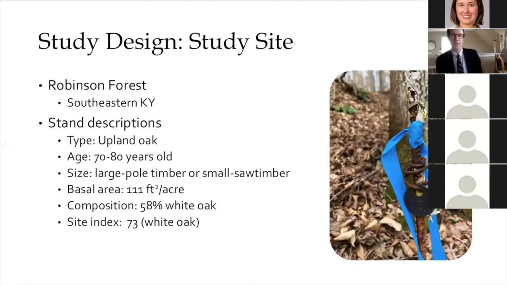This was installed in 1983 in Robinson Forest, UK's research forest in southeastern Kentucky. The stands were upland oak, 70 to 80 years old in age. And generally they contained large pole to small saw timber sized trees, an average basal area of 111 square feet per acre, and 58% of this basal area was white oak. So these were white oak dominated stands. And the site quality, the site index was an average of 73 for white oak, and that's a base age of 50.